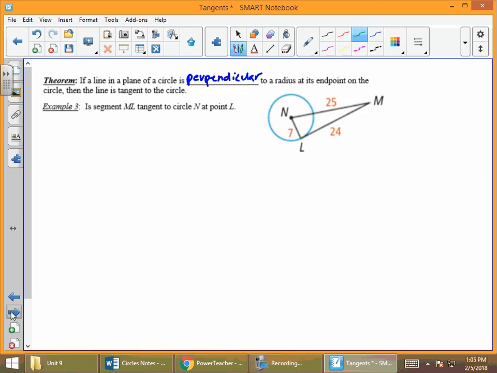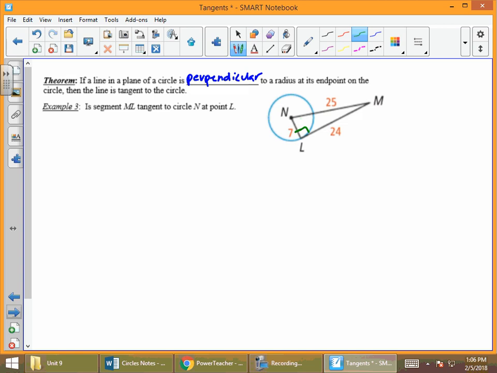Okay. We're trying to decide if ML is tangent to circle N at point L. And in order for it to be a tangent, what angle does this have to be right here? Right. Yeah, it has to be a right angle in order for that to be a tangent, but we can't tell if it's a right angle, we weren't told it's a right angle. But what kind of shape do we have in that diagram? A triangle. And if we can show that it's a right triangle, then we know that's a right angle, then we know it's a tangent. How do we think back? How do we show that something's a right triangle?